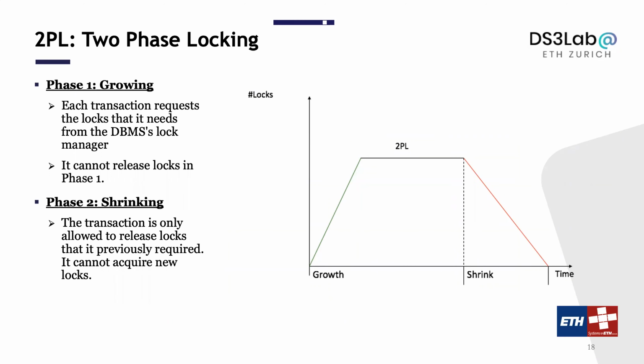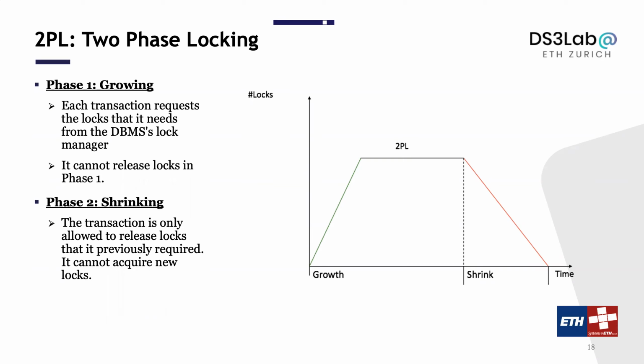Of course, we get back to those two fundamental questions about when to acquire locks and when to release locks. One strategy is called two-phase locking, which essentially partitions the transaction into two different phases. The first phase is a growing phase, meaning that each transaction acquires the locks that it needs from the lock manager, but it cannot release locks. It can only acquire locks, but cannot release locks.